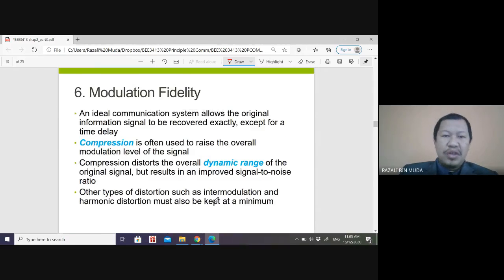Okay, next is modulation fidelity. An ideal communication system allows the original information signal to be recovered exactly except for a time delay. Compression is often used to raise the overall modulation level of the signal. Compression distorts the overall dynamic range of the original signal but results in an improved SNR. Other types of distortion, such as intermodulation and harmonic distortion, must also be kept at minimum.